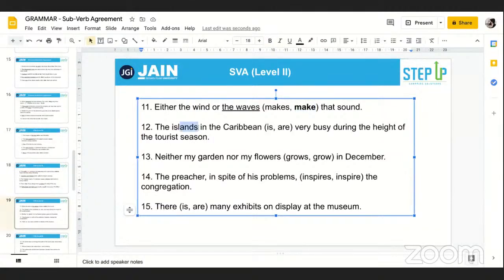The islands and the garden are. Either the garden or the flower. Number 13 is go. Go, sir.